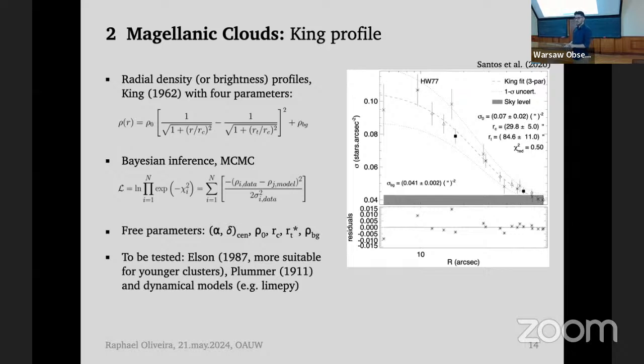So I presented the SIRIUS code for isochron fitting. I also did a code for fitting King profiles to density profiles or brightness profiles. This is the King model from 1962. Here I also use Bayesian inference. It's much simpler than the isochrons because you only have 1 chi-square and you have an expression for the models and not a grid of isochrons. But here I derived the structural parameters and a new center for the cluster.